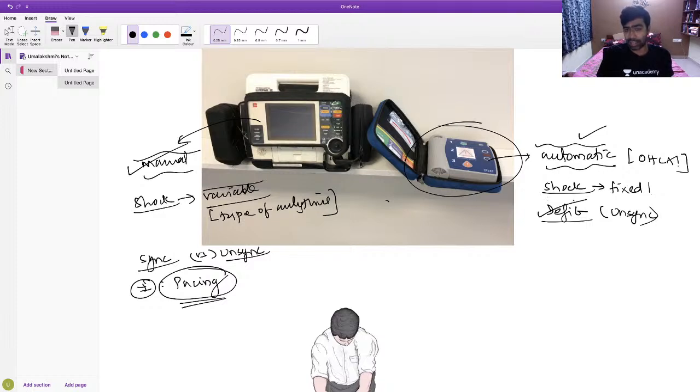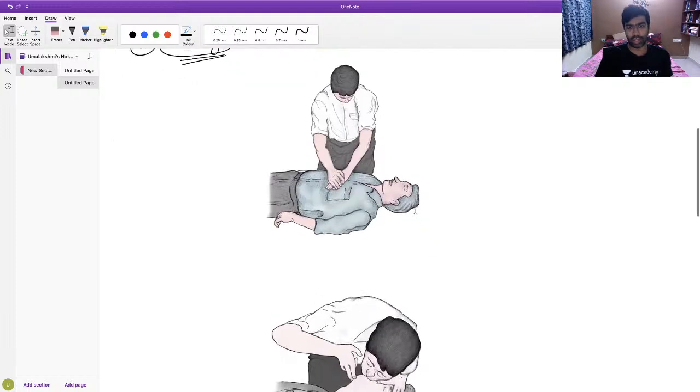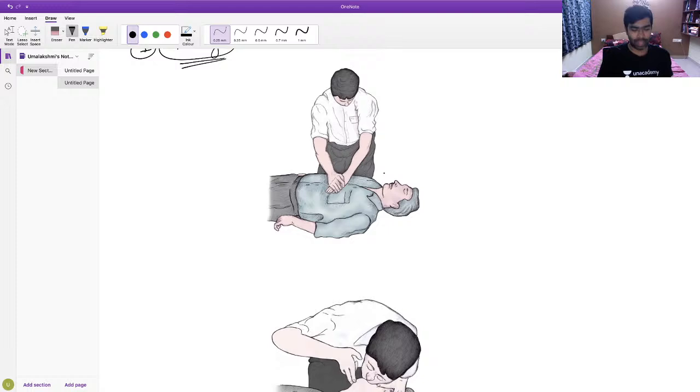It can detect the rhythm automatically. When it detects a pulseless VT or a VF, it automatically delivers a shock. So this is quite easy for people who don't have good medical expertise. But the manual one has to be used only by personnel who have good medical knowledge, which means it can be used only in the in-hospital cardiac arrest setting. This is the machine that you would have seen a lot of times in your casualty or in your wards as well, a yellow colored machine that will be there all the time.